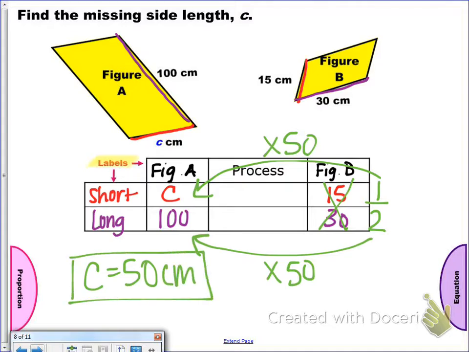So see if there's a nice scale factor first, and if there's not, reduce down, and most chances you will end up having a nice scale factor. That's how you solve for missing sides of similar figures.